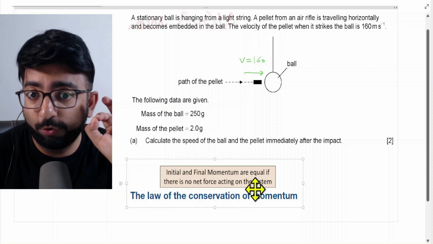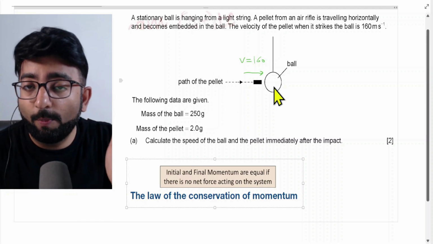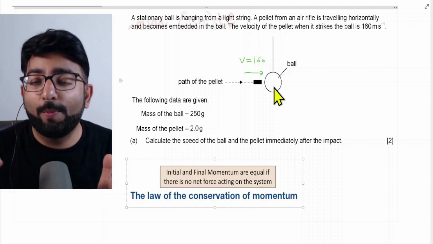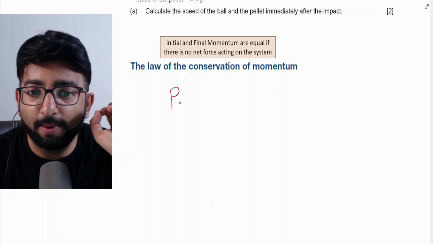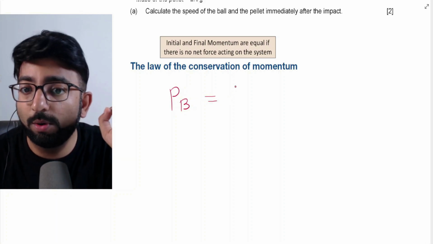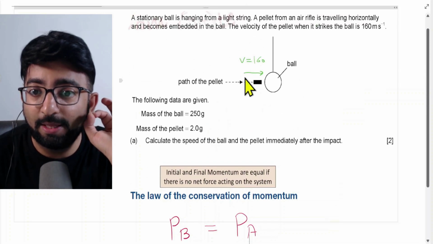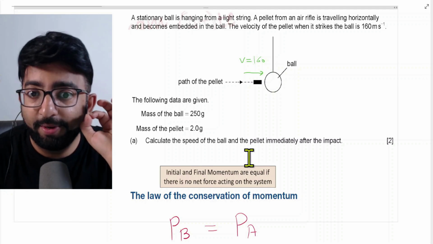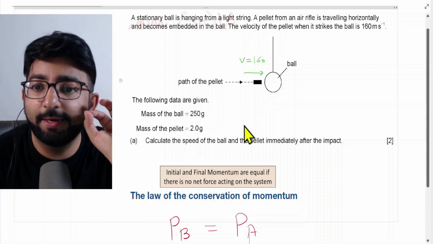So, in this case, we have to consider pellet plus ball as one system. The initial momentum of the pellet ball system needs to be equal to the final momentum of the pellet ball system afterwards. So, let us write momentum before, PB would stand for pellet ball, will be equal to momentum afterwards. Initially, before the collision, the pellet was traveling with a speed of 160, but the ball was stationary. So, initial momentum of the pellet will be mass is 2 grams, velocity is 160.